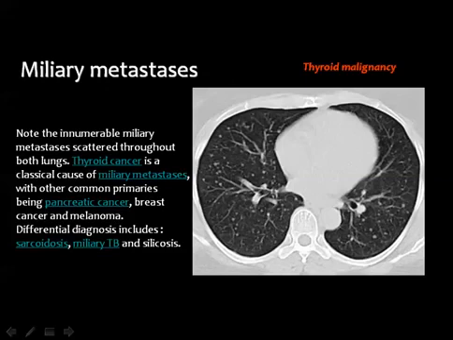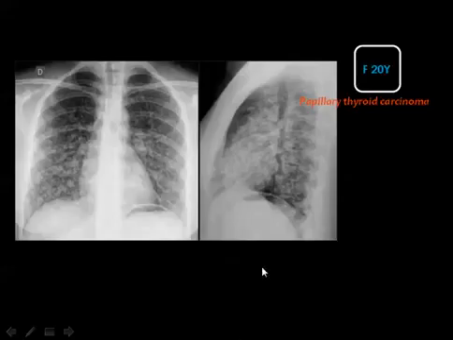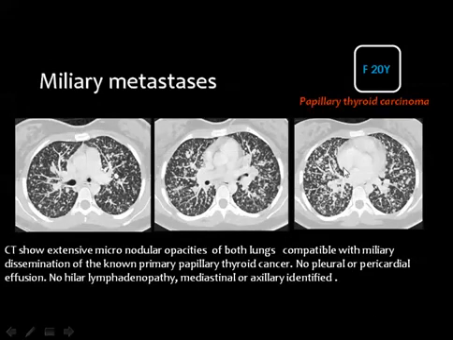Then miliary metastases are nodules that are, let us say, less than 3 millimeters and also more than 3 millimeters, randomly distributed through the lung. And you should know that there is a primary malignancy, which in most of the cases is in the thyroid, because you know that thyroid is one of the most common locations to produce miliary metastasis, and also pancreatic cancer, the breast, and so on. Then this is papillary thyroid carcinoma. You have miliary shadows in the lung, they are metastases, and this is the CT scan showing extensive miliary metastasis in the lung.